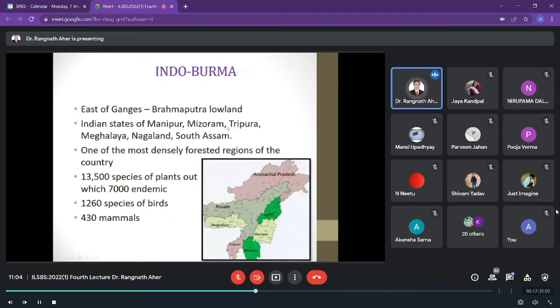Next is Indo-Burma, which is east of the Ganges, the Brahmaputra lowland. It includes the Indian states of Manipur, Mizoram, Tripura, Meghalaya, Nagaland, and South Assam. It is one of the most densely forested regions of the country, with 13,500 species of plants, of which 7,000 are endemic, 1,260 species of birds, and 430 mammals. This Indo-Burma region is located around Arunachal Pradesh, Assam, Meghalaya, Manipur, Tripura, and Mizoram.